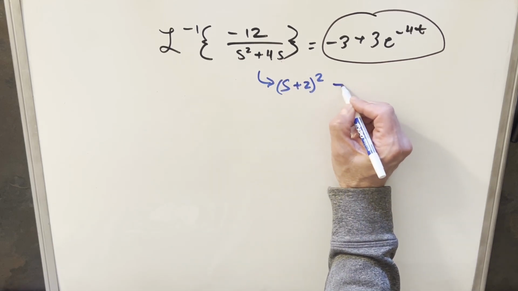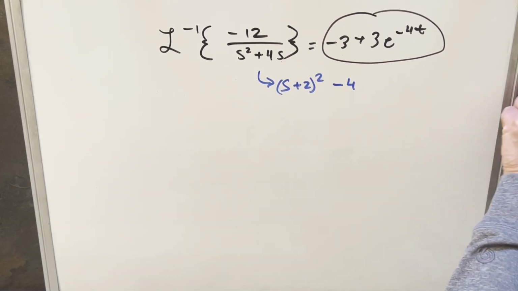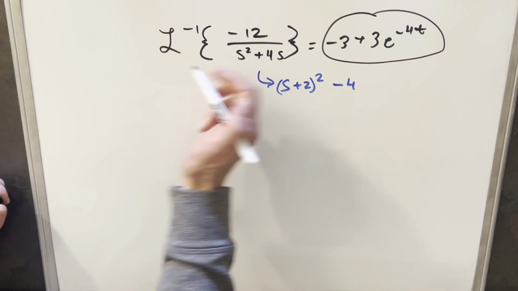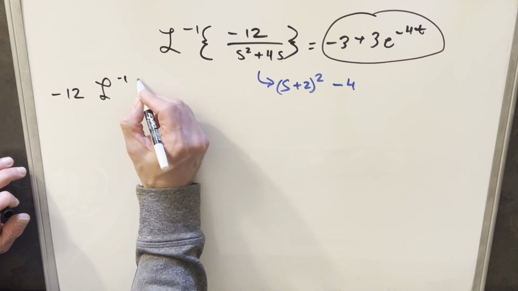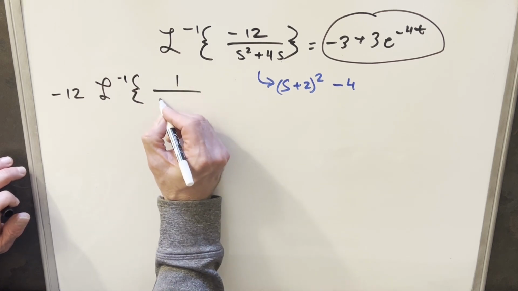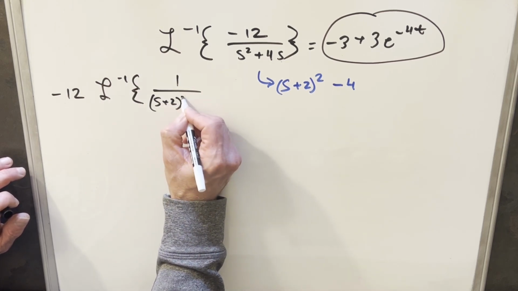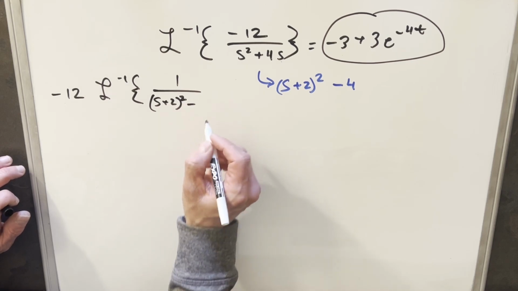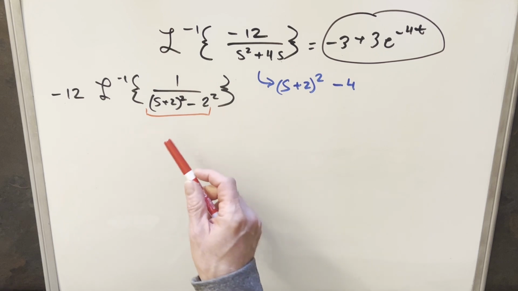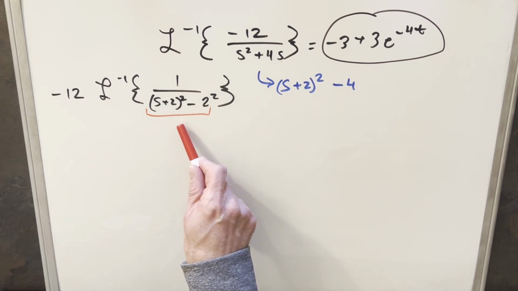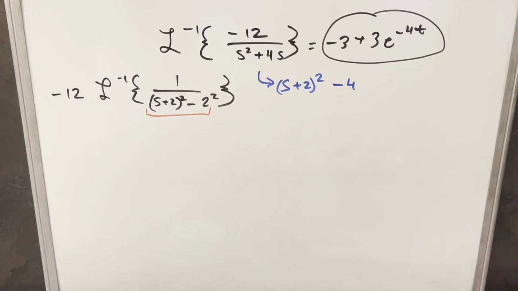We don't want to change it, so I'll just subtract off 4. And so now what I'll do is rewrite this, but again, I'll bring my minus 12 out front. And then this is going to become just 1 over s plus 2 squared minus 4. The minus 4, I'm actually going to write as 2 squared. And now at this point, this isn't really any one formula in our table, but it's pretty close on a couple of things. Let's take a look.